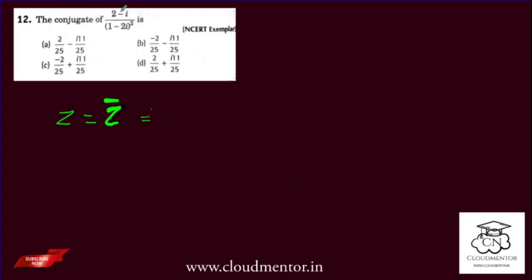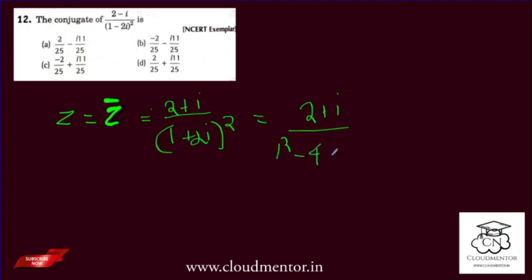So we get here, instead of i, minus i, then minus of minus will be plus. So that will be 2 plus i divided by 1 plus 2i. Here also we are substituting i with minus i, so we get (1 plus 2i) the whole square. So here we need to make it into the standard form. So it is 2 plus i divided by, expanding this, we get 1 square minus 4 plus 4i.